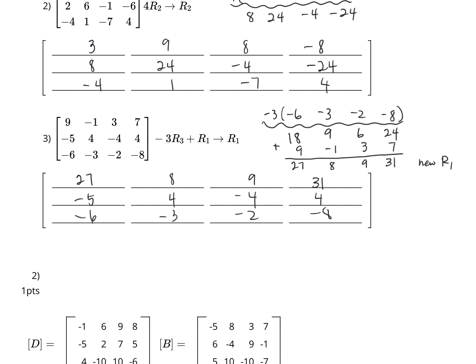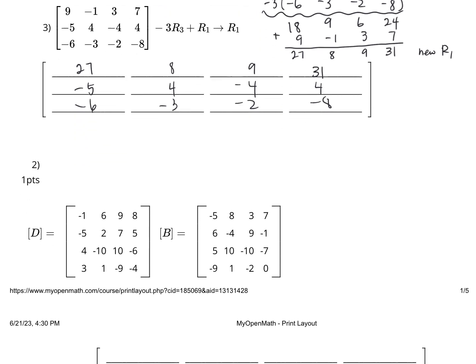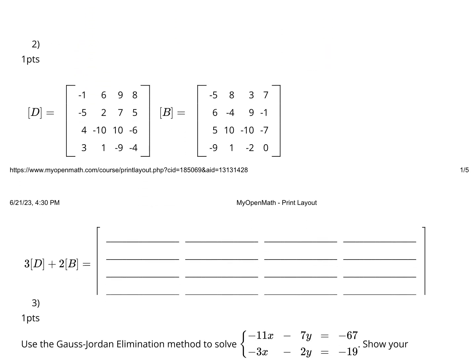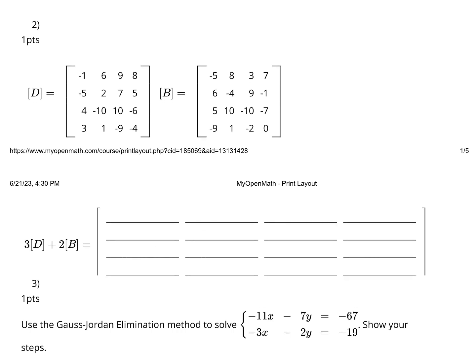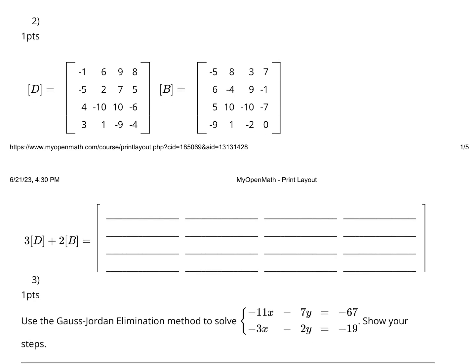All right. Number 2. Okay, for this one, they want us to do 3 times matrix D and add that to 2 times matrix B. So I guess let's do an intermediate step here. Let's figure out what 3D would be.